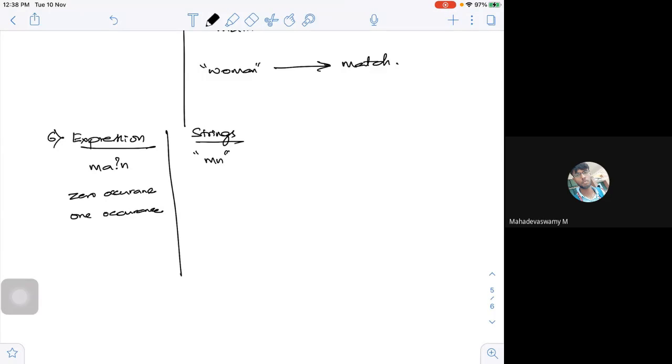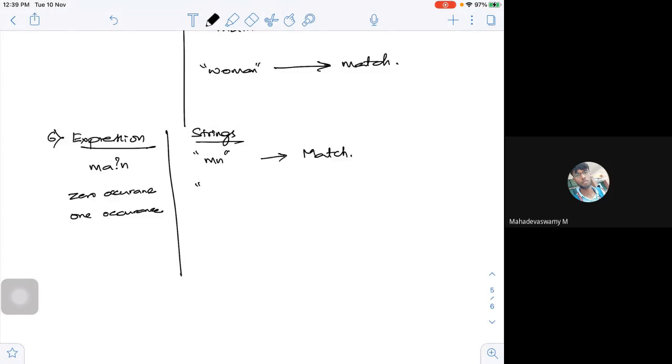So the difference between star and question mark is similar. But in star, I can have more than 1, 0 and more than 1. Here, with the question mark, either there should be 0 occurrence, or it should exist only once. If it is more than once, it is not matching. So if I look at it, 0 existence means it is matching.